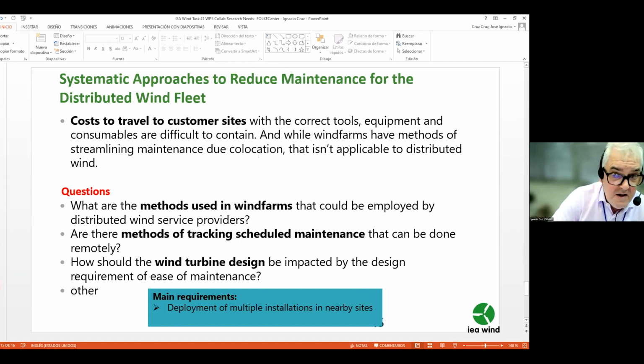And strategies to reduce the maintenance of the distributed wind fleet. This is very related to the way to develop distributed wind in order to generate enough critical mass. Development of multiple installations in nearby sites is really interesting in order to establish a cluster, something like a wind farm, but in different areas, in different sites. It should be interesting in order to reduce the cost of the system.